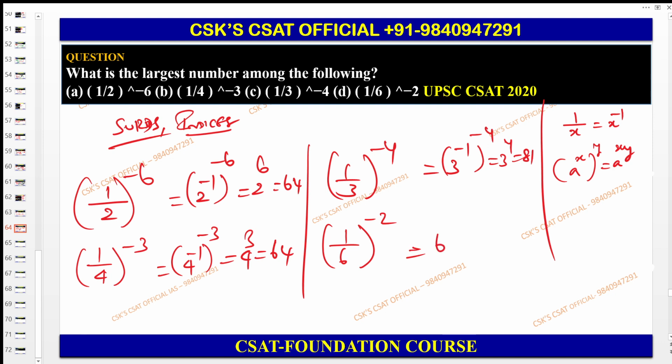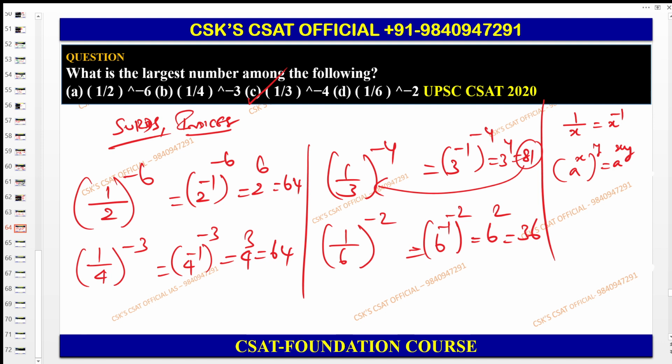Now this is 6 power minus 1, the whole power minus 2, which will become 6 square, then 36. So the largest here is nothing but 81. So 81 comes with 1 by 3 the whole power minus 4. Option C is the correct answer for this question. Getting?